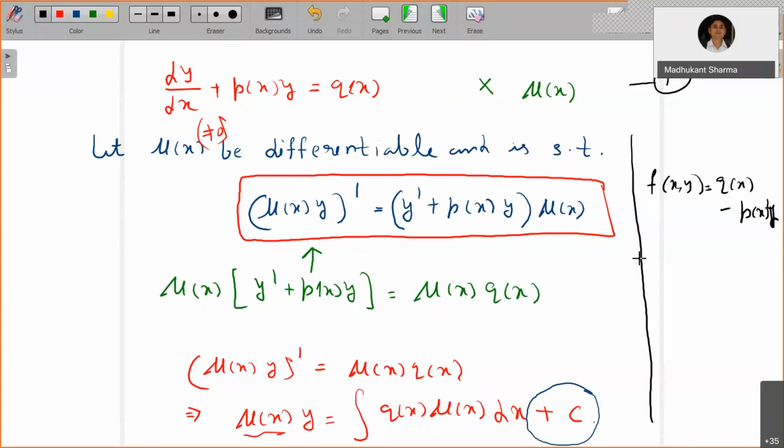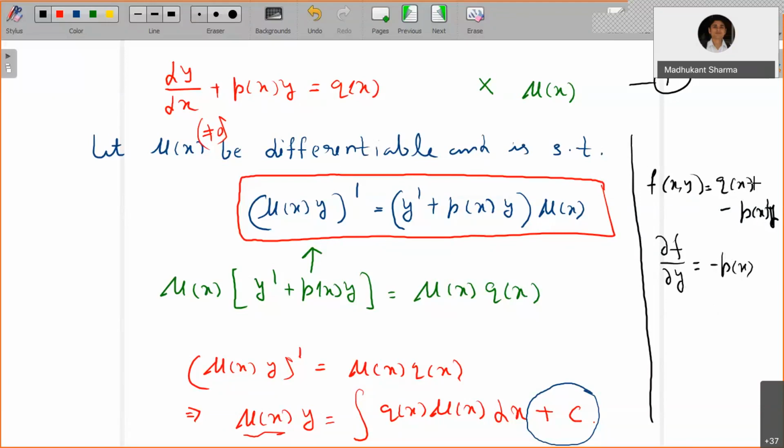Now you can apply the algebra rules: the sum of two continuous functions is continuous, and a product of two continuous functions is continuous. These results are also available for functions of two variables. So if the p and q functions are continuous, then f is continuous. And what about dou f by dou y? That is going to be minus p of x. So f will be continuous and dou f by dou y will be continuous, whenever p and q are continuous.